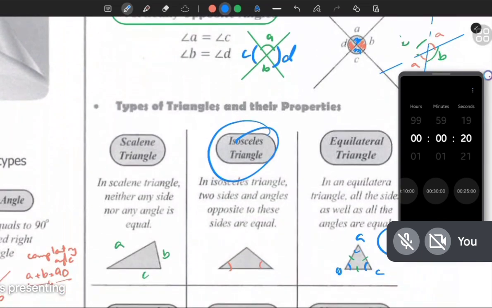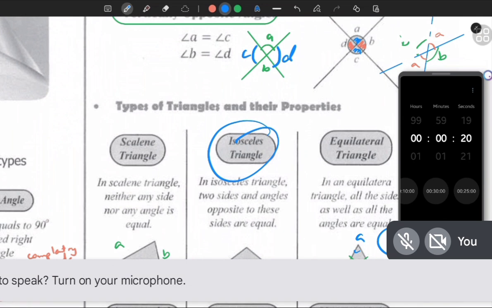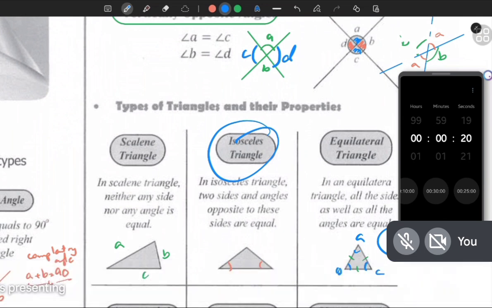Then we have triangles. Now, when we're talking about triangles, first thing that we have to remember is a few rules that apply, right? Scalene, isosceles, equilateral, these are types of triangles. A scalene triangle has no equal sides, right? An isosceles triangle has two equal sides. An equilateral triangle has three equal sides.